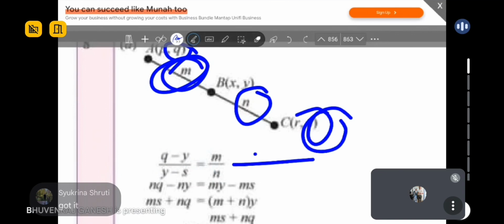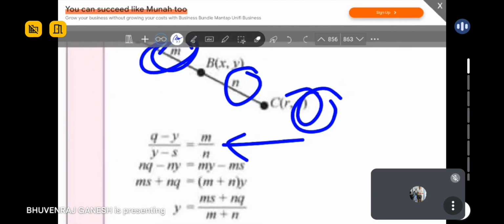Okay, you're just comparing the distance ratio only. Okay, so Q minus Y, distance M, Y minus S, distance N. Okay, that is the concept. Then you repeat the same thing with X coordinate. Kamu ulang benda sama untuk X. So, kamu dapat 2 persamaan dah.